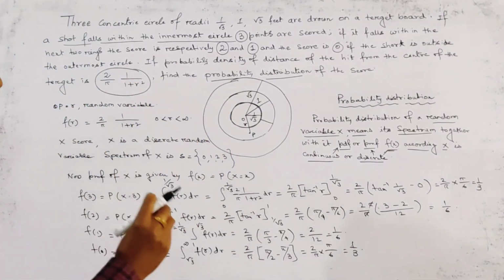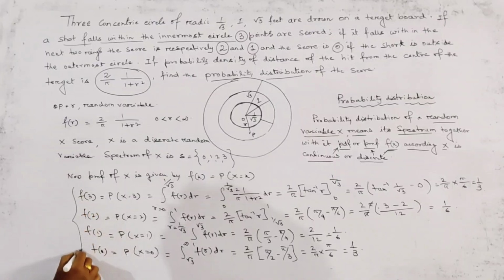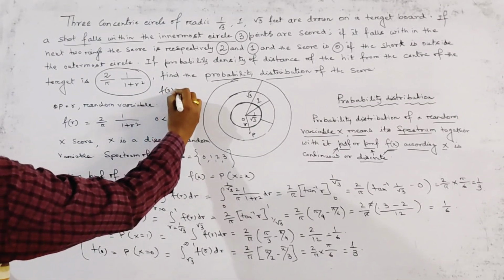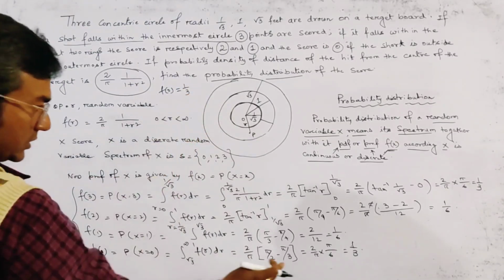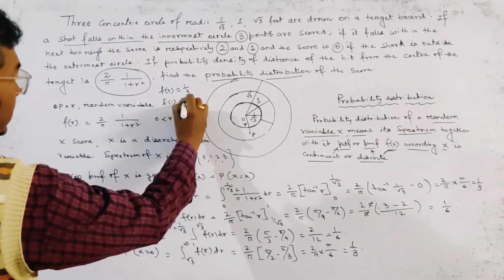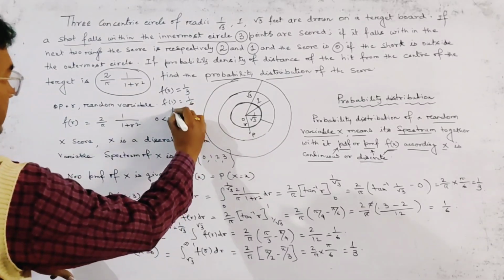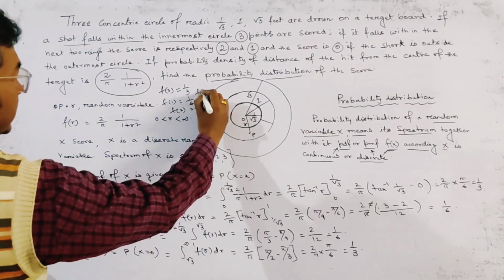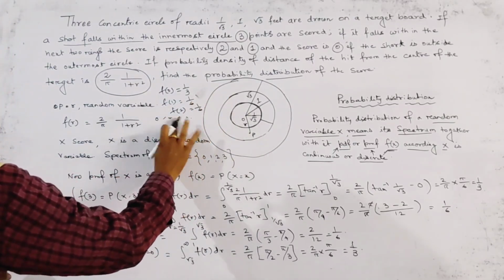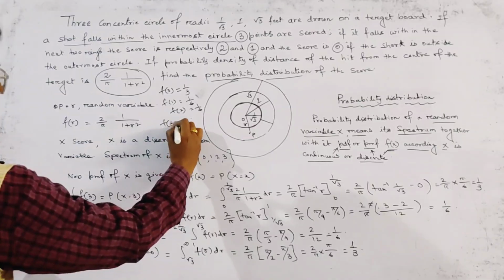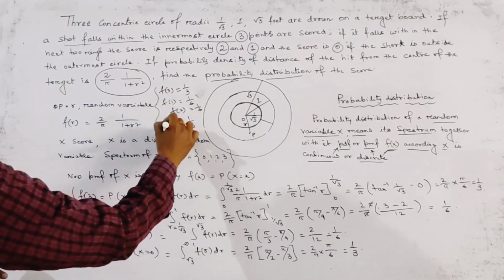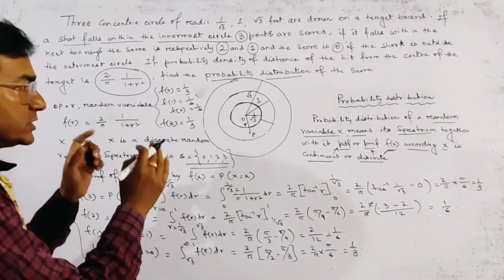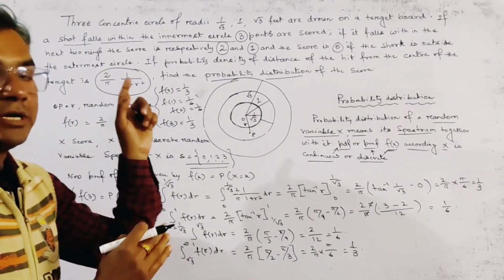Okay, so if we write this PMF in compact form, f of 0 is 1/3, f of 1 is 1 by 6, f of 2 is also 1 by 6, and f of 3 is 1 by 3. Okay, this is the PMF of the score, and this is the spectrum. So this is the probability distribution of the score.